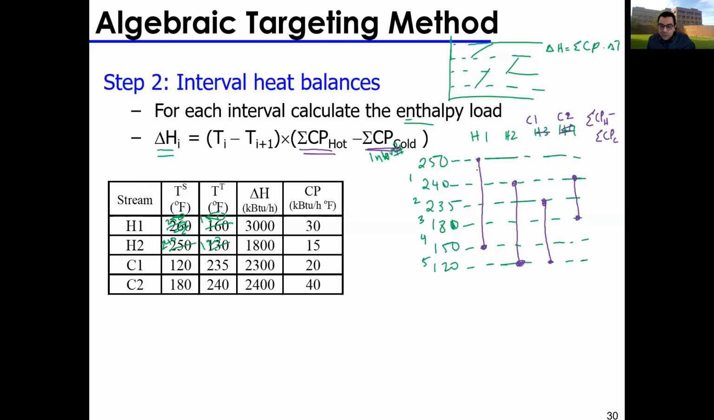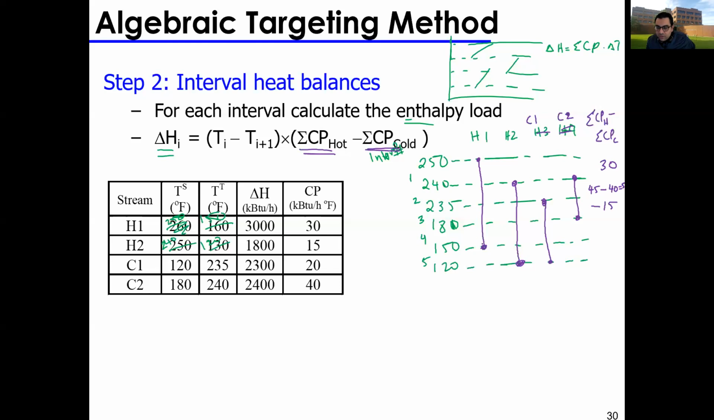If I look at this first interval, I only have one hot stream, H1, and the CP is 30. So this parameter is 30. And this number can be negative, so it's fine. In this interval here, I have H1 and H2, two hot streams, 30 plus 15, so 45, minus one cold stream, C2, which is 40. So this is equal to 5. In interval 3 right here, I have two hot streams and two cold streams. I add the two hot streams, 45, and subtract the two cold streams, 60. So in this case, it's minus 15.